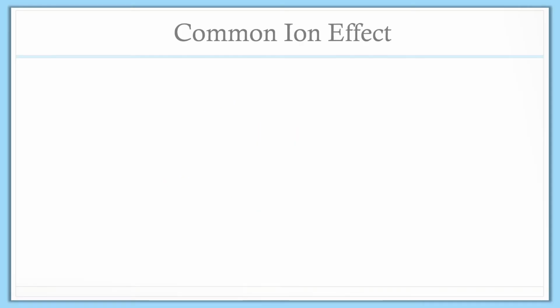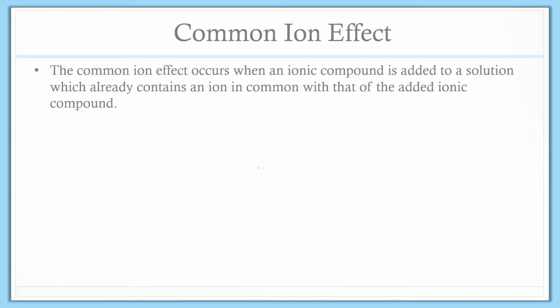Next is the common ion effect. What it says here is a common ion effect is the effect that occurs when an ionic compound is added to a solution which already contains an ion in common with that of the added ionic compound. That is gibberish to me. Doesn't make a ton of sense. Let me try to break it down.